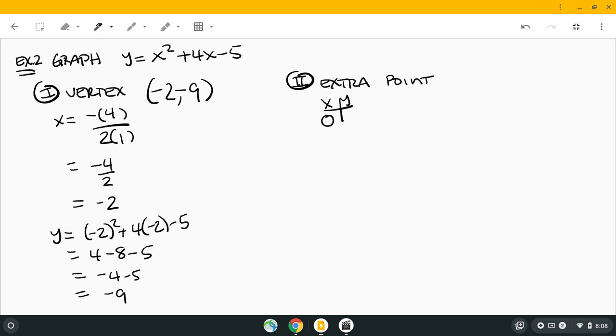Okay, so when x is 0, y is negative 5. That's why I like choosing 0, because then I can do this in my head. Those of you who are like, how'd you get that? All I did was take the x value that I chose, which is 0, and plug it into the equation. I got 0 minus 0 minus 5, which is negative 5. Okay. All right. So now I can graph this.